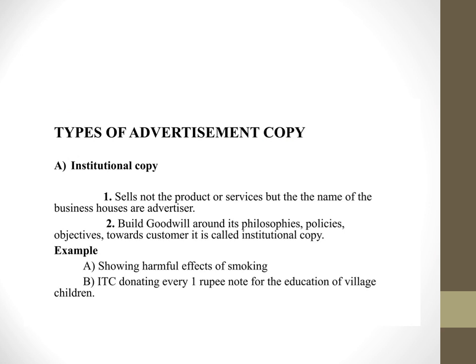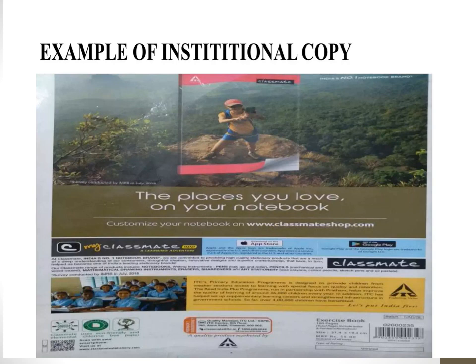Dear learners, today let us discuss the different types of advertising copy. The first one is institutional copy. Institutional copy sells not the product or services but the name of the business houses or advertisers. It creates goodwill around its philosophy, policy, and objectives towards customers. It is called institutional copy. For example, showing the harmful effects of smoking, and ITC donating every 1 rupee note for the education of village children. Here is the example of institutional copy.